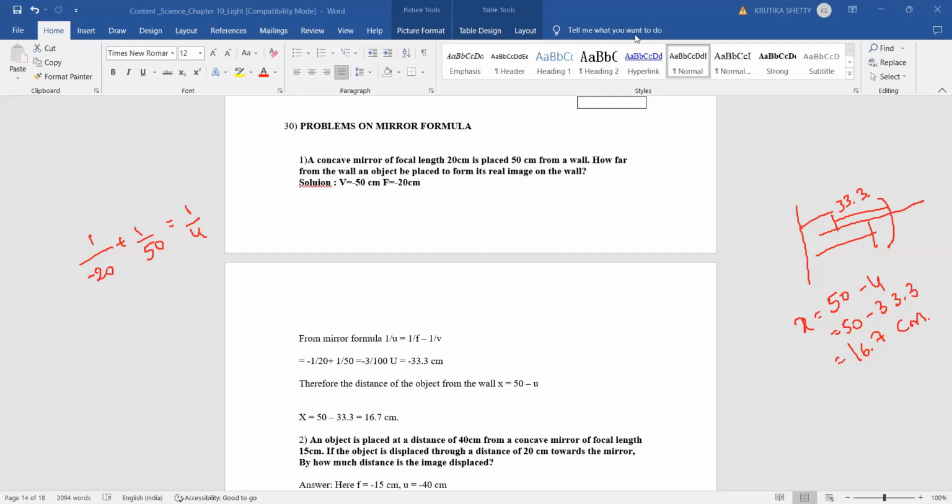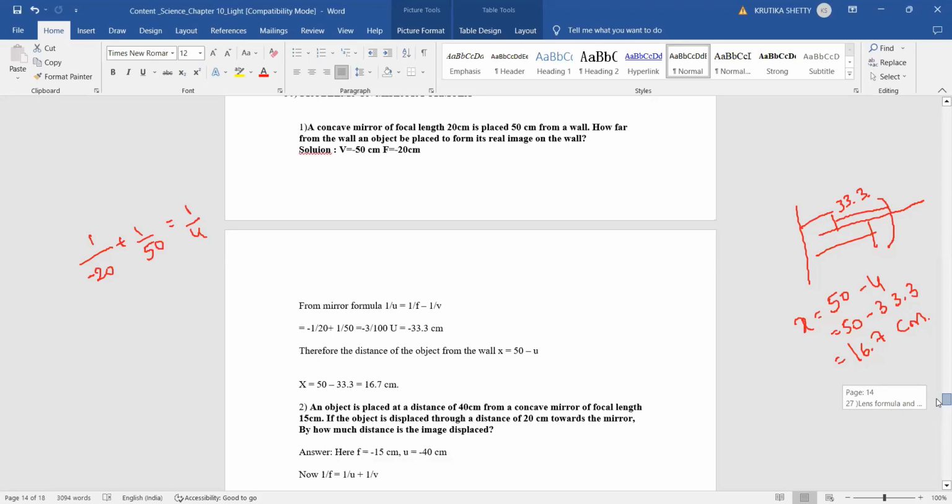So copy down this. If you are not understanding, you are free to ask. Don't hesitate. Clear your doubts. So if it is clear, you can copy down the next question. And we will end the class. In the next class, we will continue.